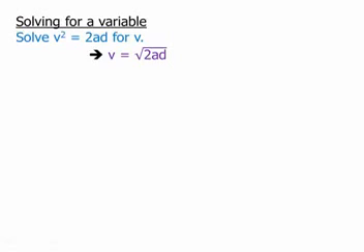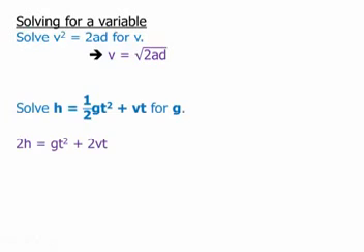Second question type, solving for a variable. So it might give that same explanatory paragraph and then give us this equation and ask us to solve v squared equals 2ad for v. And of course what we're going to do is simply take a square root. So v equals the square root of 2ad. And we can assume everything is positive so we don't have to worry about the plus or minus.